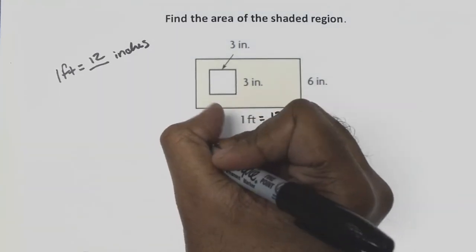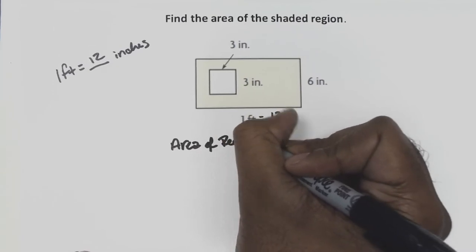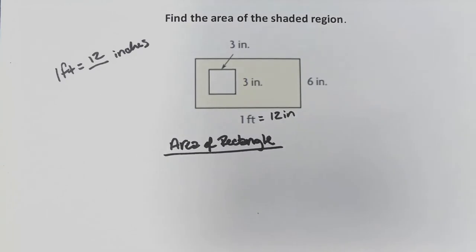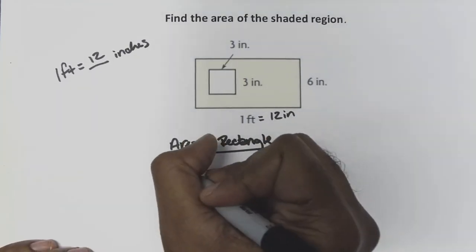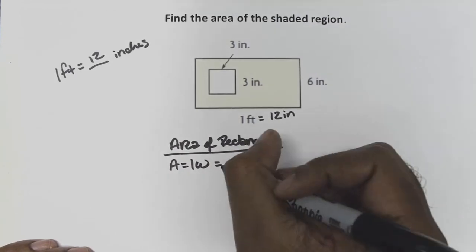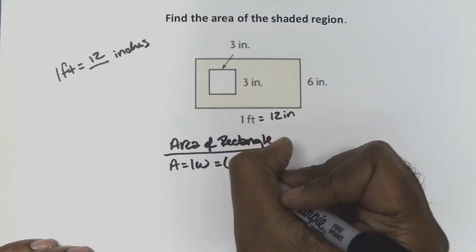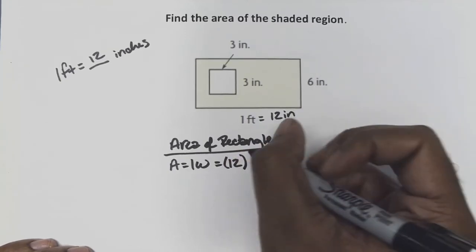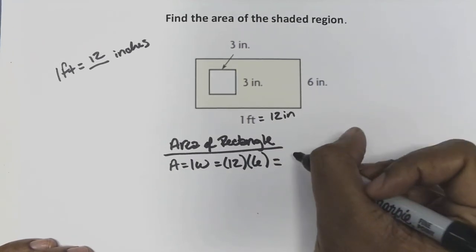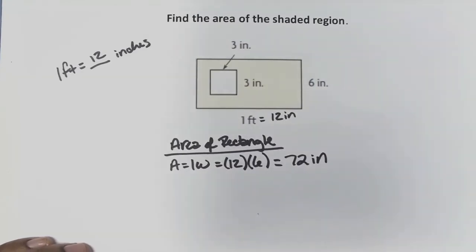All right, so we're gonna check our work. So we're gonna start off with the area of our rectangle. We know our formula, length times width. I can substitute 12 inches, remember not the foot, the inches, and 6 inches to give me an area of 72 inches. So the total area of this is 72 inches.